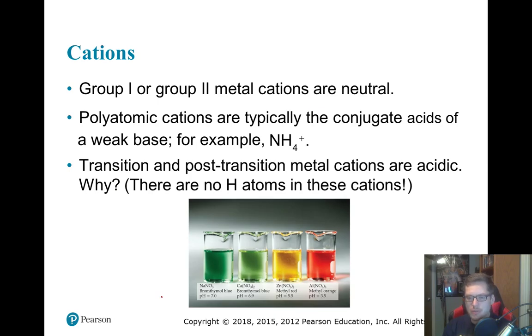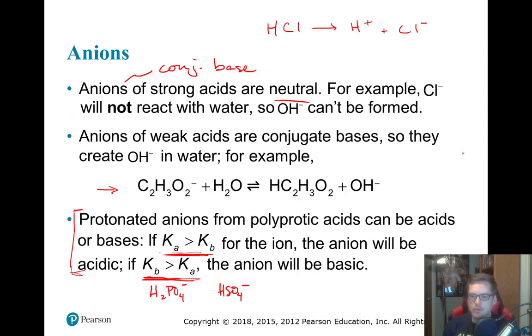Cations are a lot more simple. If your cation is a group 1 or 2 metal, they are always neutral. What a nice rule. Polyatomic cations are typically the conjugate acids of a weak base. So NH4 plus would have had to come from NH3, because the NH3 would have combined with water and formed NH4 plus and OH minus. This ammonium would have had to come from a weak base, so it would act like an acid, just like from before, the conjugate base of a weak acid would create a basic solution.